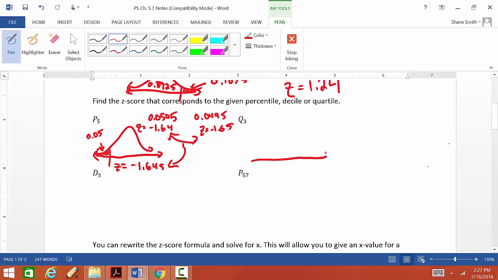Okay, quartile. Well, what percent is below the third quartile? Give you a second to think about it as I draw this.